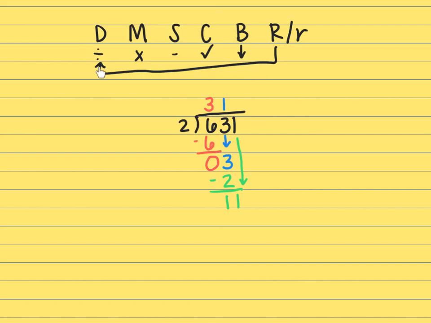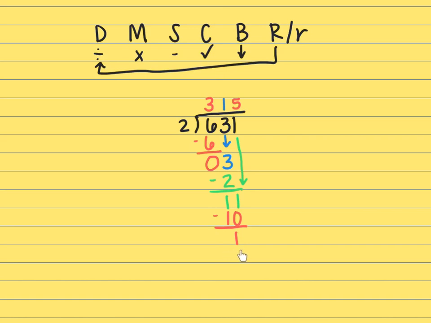So now I need to divide 11 divided by 2. And I know 11 divided by 2 is 5. So I put my 5 on top. Now I need to multiply. 5 times 2 is 10. So I put the number on the bottom. Now we subtract. 11 minus 10 is 1.